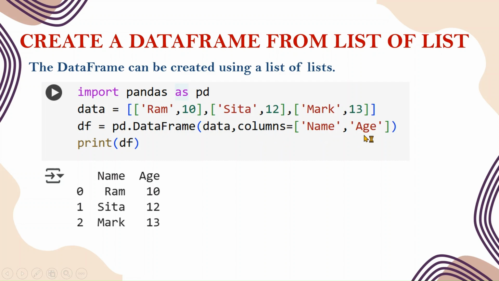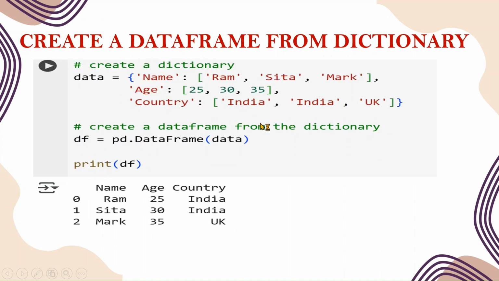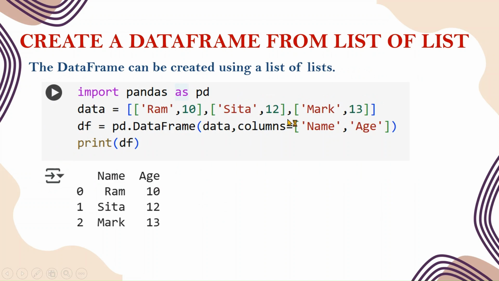If you don't specify the column names here, you'll get 0 and 1: column 0, column 1, as index values. Then we create a data frame object and print that. Here you can see first row, second row and third row. So row number 1 is Ram with age 10, row number 2 is Sita with age 12, and Mark with age 13. But here the row index starts from 0, 1, 2.